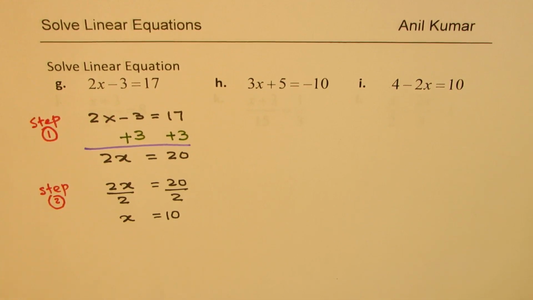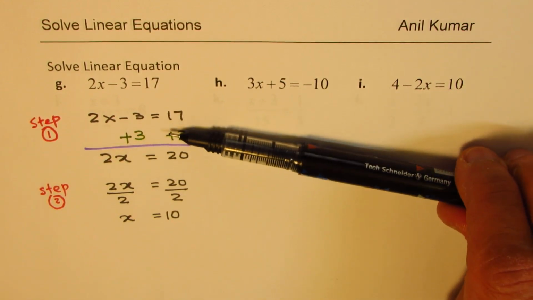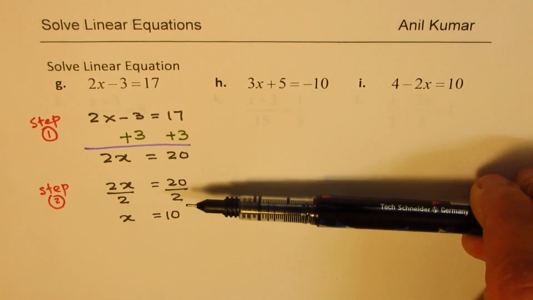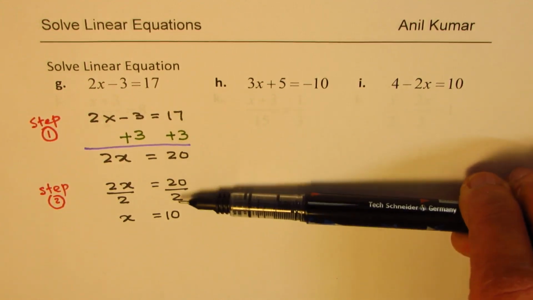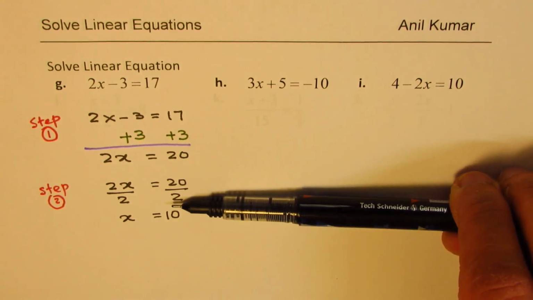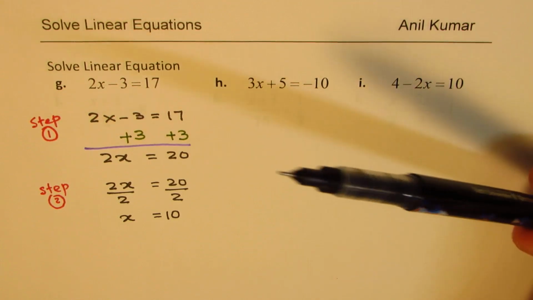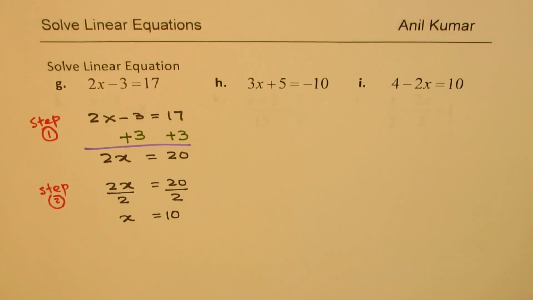So initially we did few examples with 1 step which involve this or that. Now we are combining both and that becomes a 2-step solution, right? Or you can at times say multi-step solutions. Is that clear to you? Perfect. Now let's do the next one.